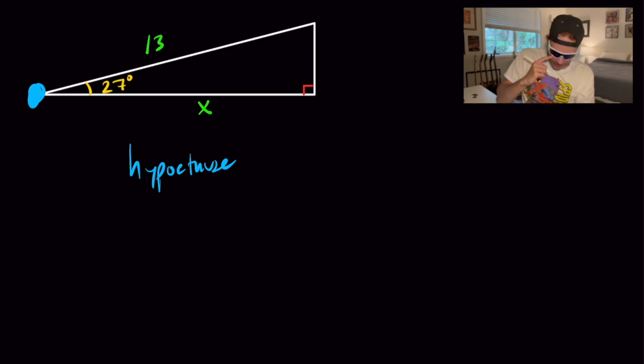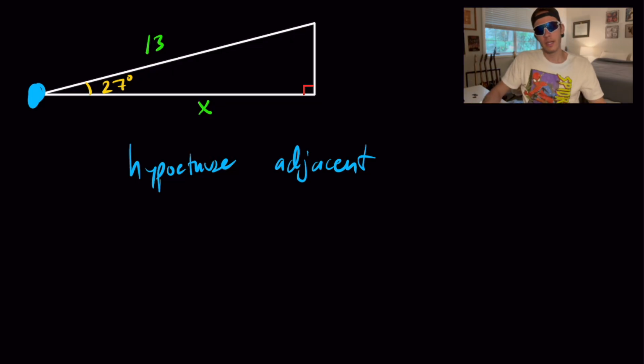And then if I'm standing at that angle right there, what is x in relation to it? Well, it's not opposite, right? Because opposite would be over here. It's not the hypotenuse because we already said 13 is that. So this just leaves us with the adjacent side to that angle. So which one of the SOHCAH TOAs includes adjacent and hypotenuse? That's going to be cosine.